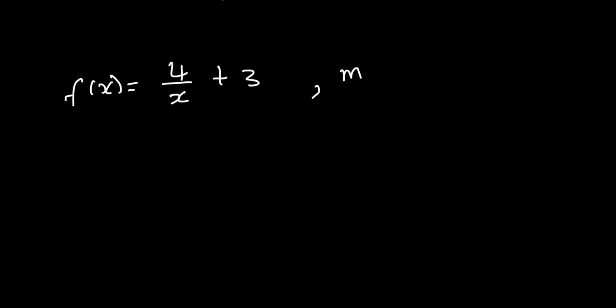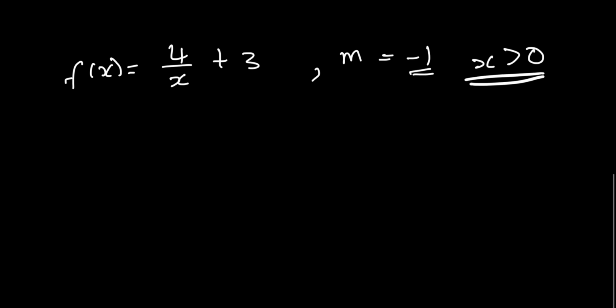Let's say for example we are given that f(x) is equal to 4 over x plus 3, and then we are told that the gradient is -1. The question also states that the value of x must be bigger than 0. So now how do we find the coordinates? We are given the gradient is -1, so that means we must find the first derivative, since the first derivative is the gradient.